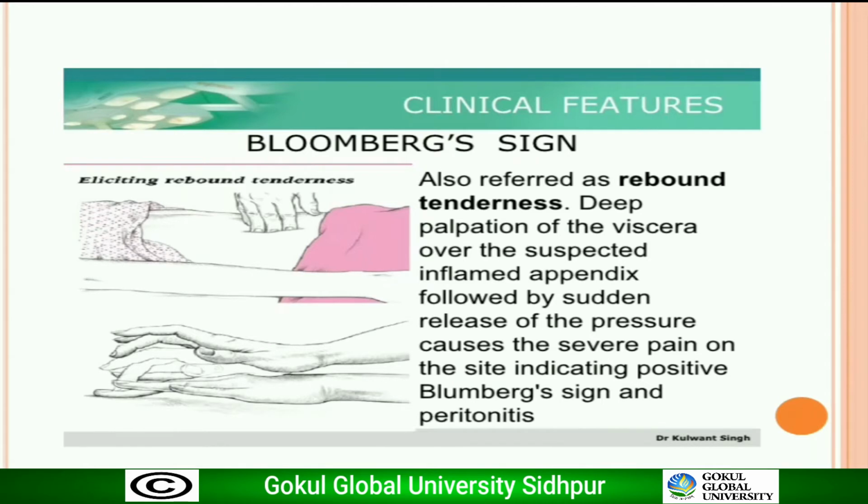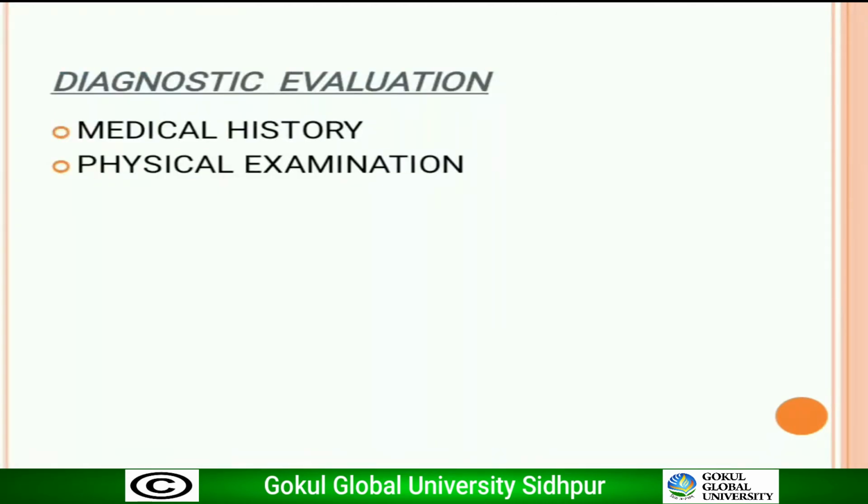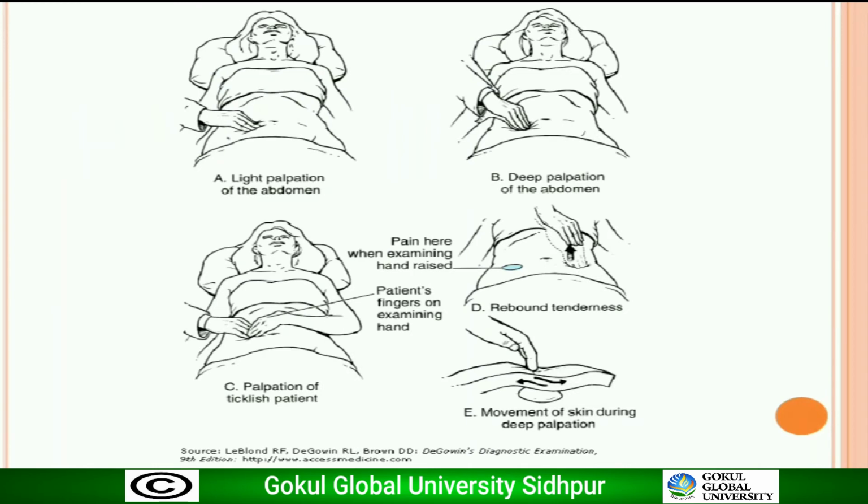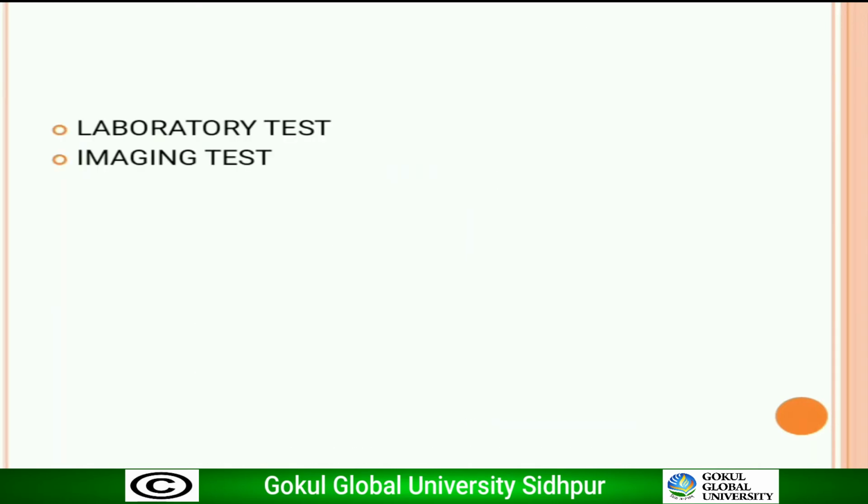Then that is the Blumberg sign, and the diagnostic evaluation. Medical history and physical examination. Physical examination is done by the various signs we examine, like Aaron sign, Blumberg sign, and Rovsing sign. Laboratory tests and imaging tests. Then the management.